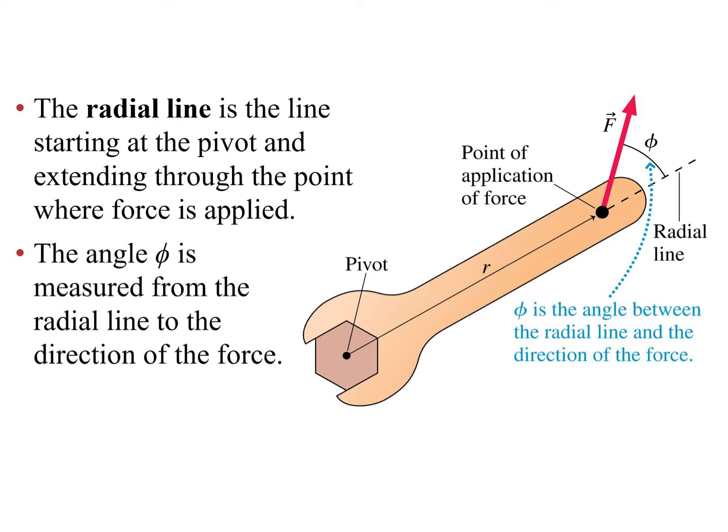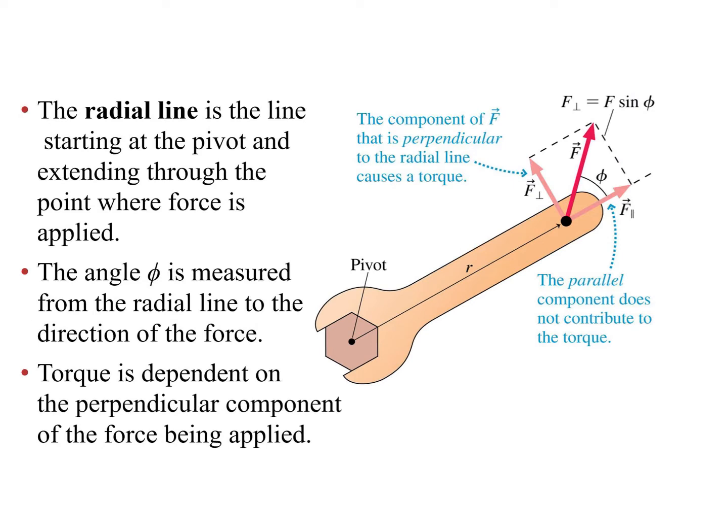We define the radial line as the line starting at the pivot and extending through the point where the force is applied. The angle phi is measured from the radial line to the direction of the force. So here's the radial line. Notice that we extend it if needed. Here's the force. And theta is this angle. It's important to understand it's between the extension of the radial line and the force. It's always the acute angle that's formed. And then torque is dependent on the perpendicular component of the force. Just on this one, this guy doesn't do anything. It tends to pull on the pivot, but doesn't tend to rotate the wrench.